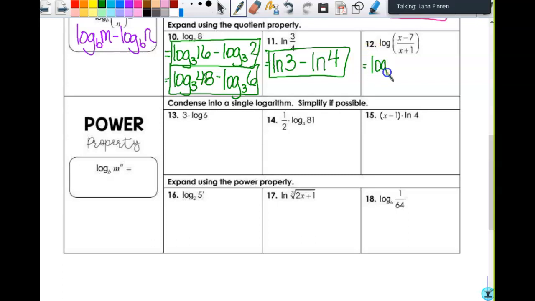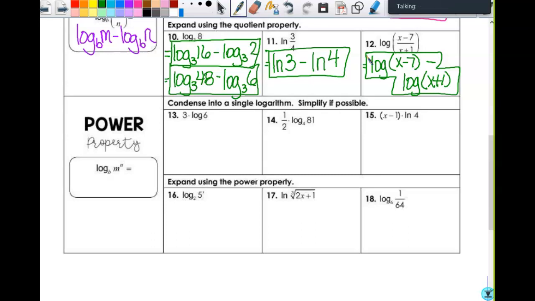This is just going to be the log, and you have to have parentheses, x minus 7 minus the log, parentheses, x plus 1. Okay. Any questions at this point?